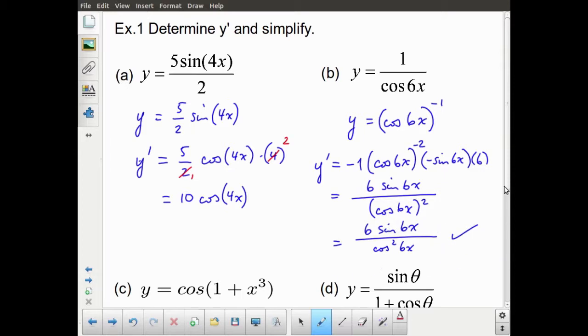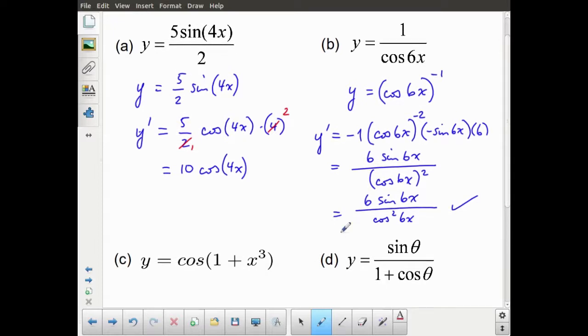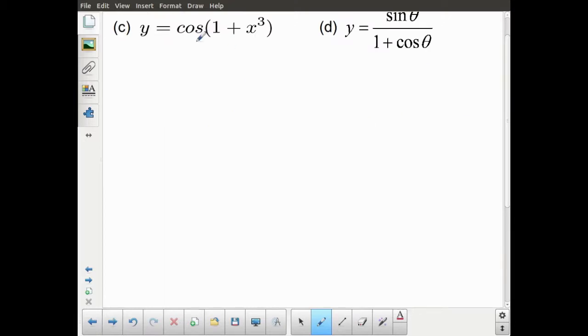I've got another couple of examples here, and so we'll do those next, but I'm going to move to a fresh page so that things aren't quite so crowded. So I've got that prepared already. The next one, I've got y is equal to the cosine of 1 plus x cubed. So for that one, relatively straightforward.